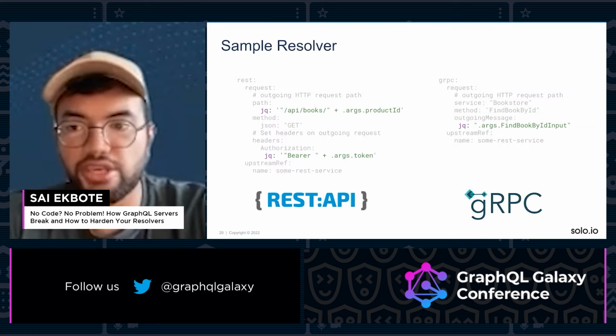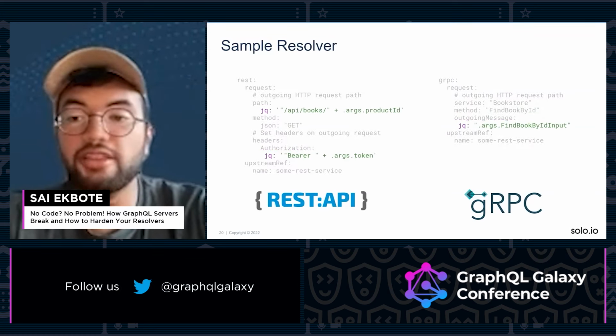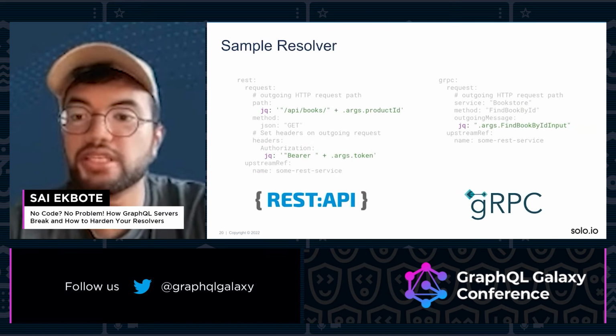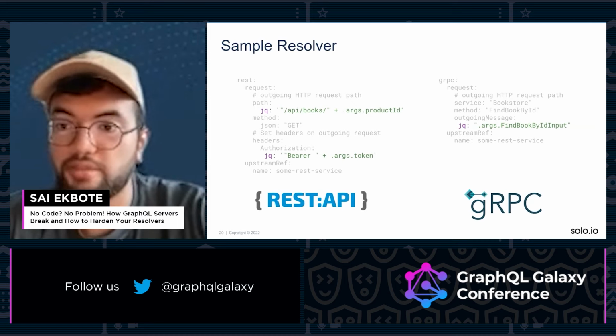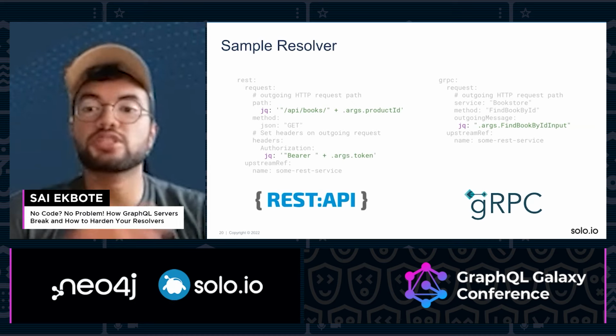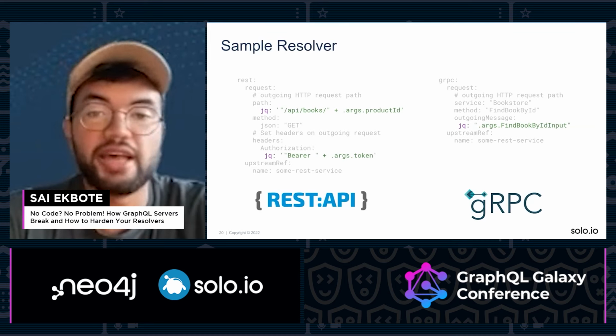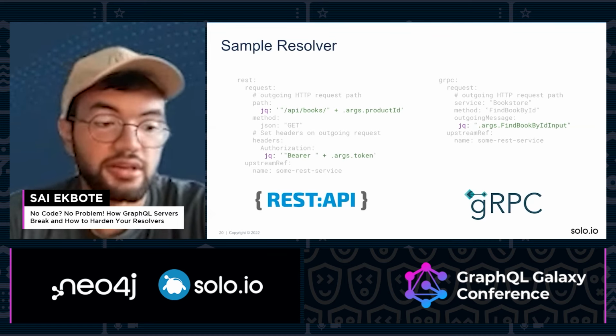And then we have this JQ field. We're going to get a little more into what exactly JQ is, but essentially it's a templating language for allowing us to construct data during runtime from our GraphQL request into the specific protocol that the upstream requires. In this case, we're constructing the path dynamically from the GraphQL arguments and the query.